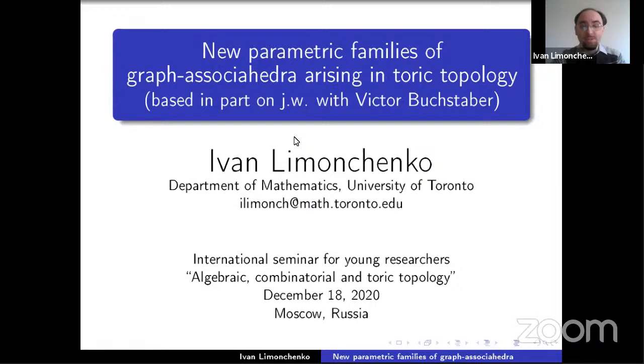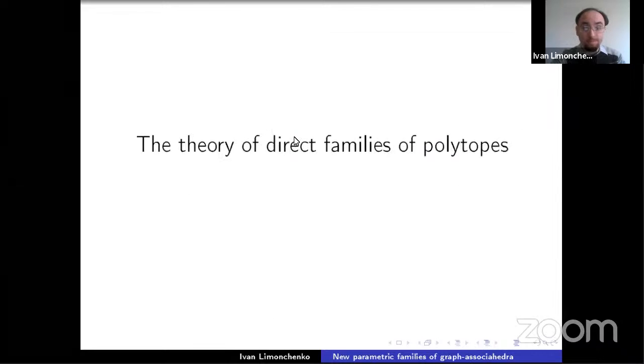It's a big pleasure and honor for me to see a lot of young topologists around. This is a talk based in part on a joint work with Victor Buchstaber that we published last year. So most of the talk I will discuss our approach to families of polytopes and the applications in toric topology. I will also show the solutions to some problems which we stated in that work with Victor Buchstaber. So that will be some recent progress.